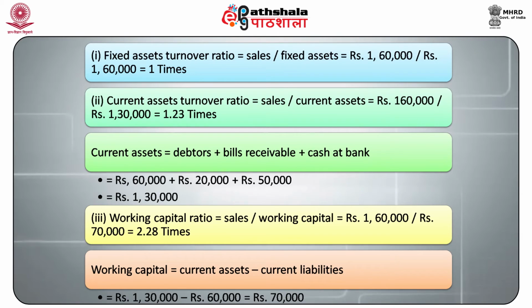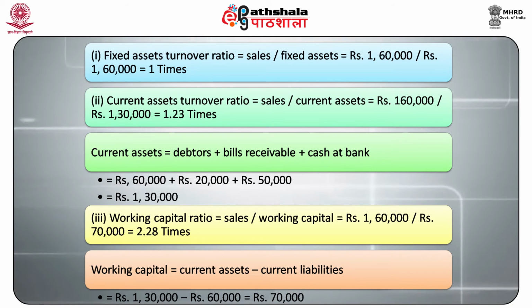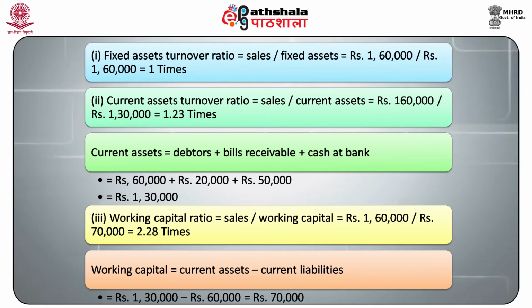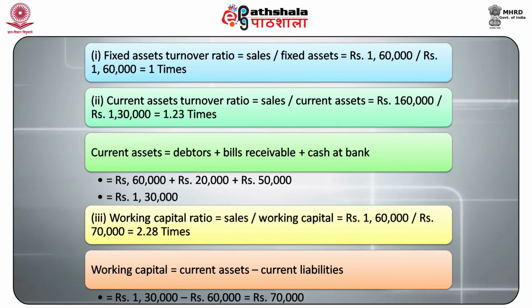The solution for this: fixed asset turnover ratio is equal to sales divided by fixed assets, which is rupees 1,60,000 divided by rupees 1,60,000, which is equal to 1 or 1 times. Current asset turnover ratio is equal to sales divided by current assets, which is rupees 1,60,000 divided by rupees 1,30,000, which is 1.23 or 1.23 times.